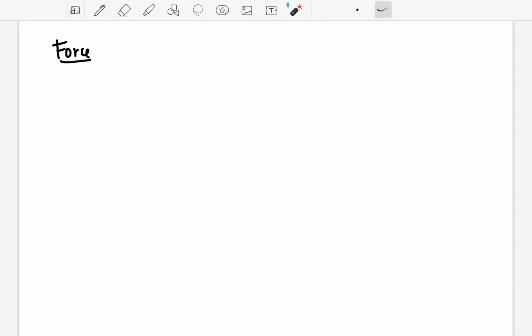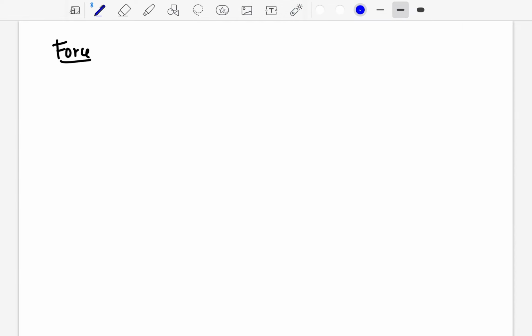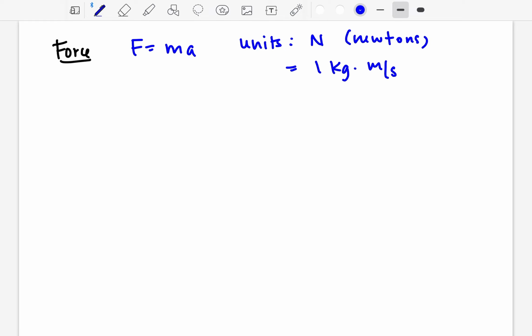But long story short, what is force? Well, according to Newton's second law of motion, force is equal to mass times acceleration. Then no surprise that the units are usually newtons, okay? And what is a newton? A newton is 1 kilogram mass times meters per second squared, which is acceleration, okay? So, well, that's that with that.